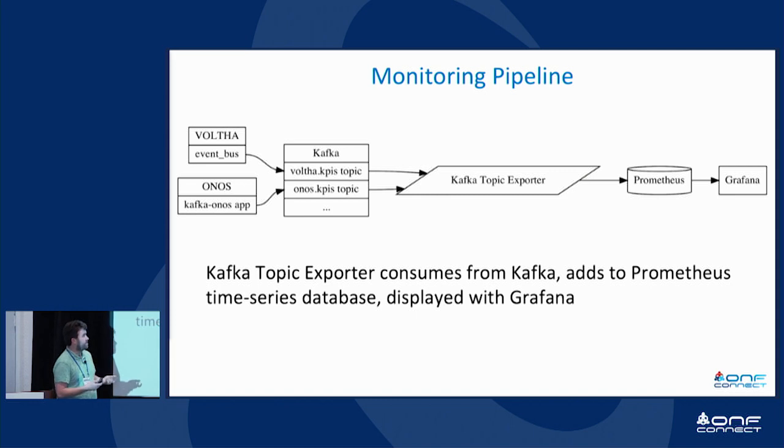The monitoring pipeline. This is very similar. There's Kafka Topic Exporter, which replaces Logstash, and Prometheus, which replaces Elasticsearch, and Grafana, which replaces Kibana. Otherwise, the publishers, the components are the same. It's just they publish to a different topic.